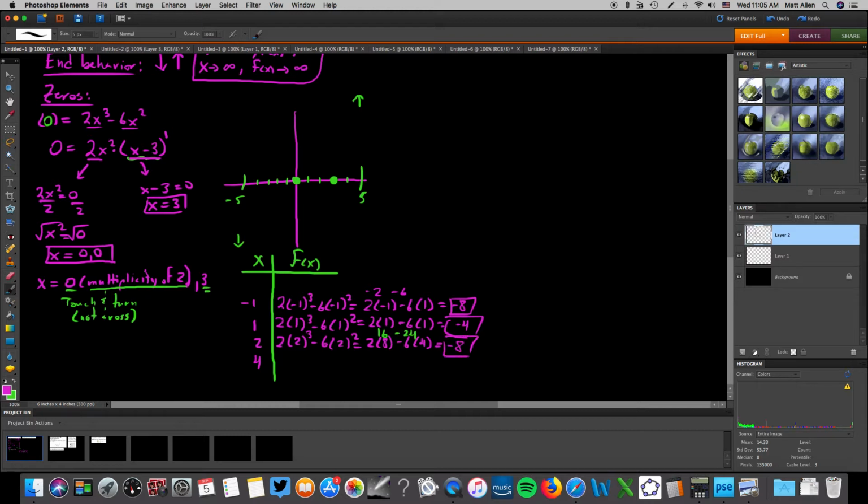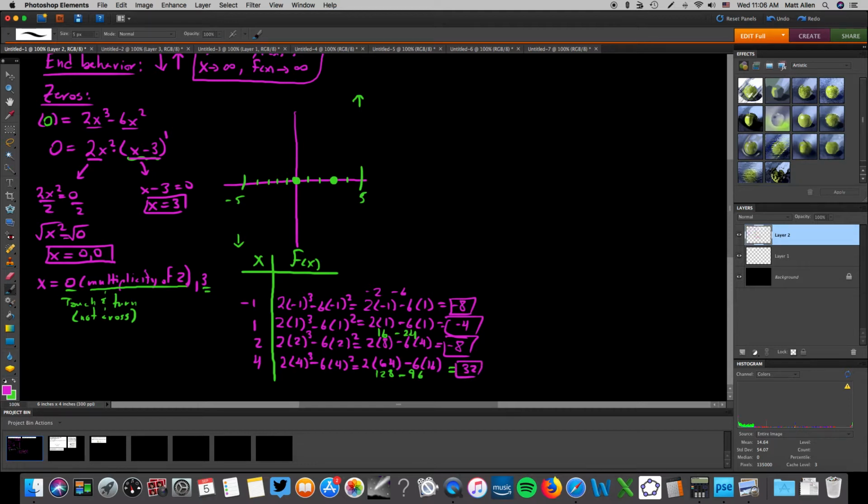And then at 4, looks like we're going to get 2 times 4 cubed minus 6 times 4 squared, which comes out to be 2 times 4 times 4 times 4 is 64. And then 6 times 4 squared is 16 here. And so I'm actually going to write this out. We say 128 minus 96. Looks like we would have 32 would be our difference here, 32.